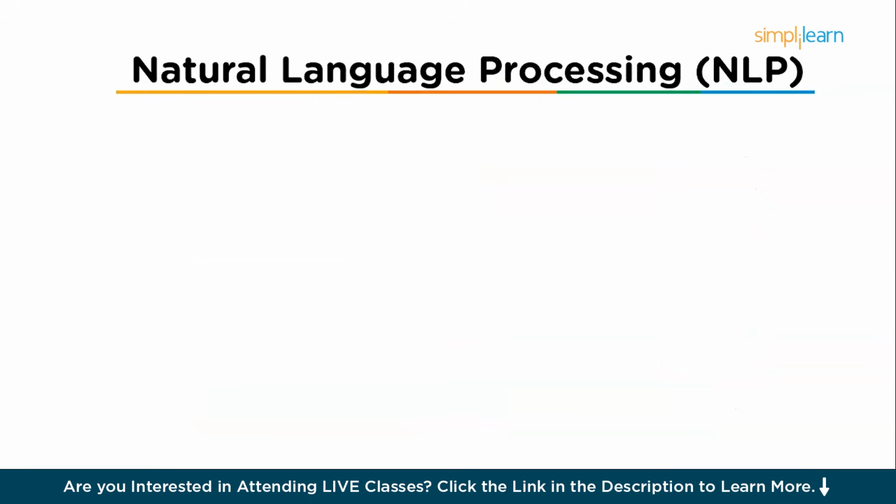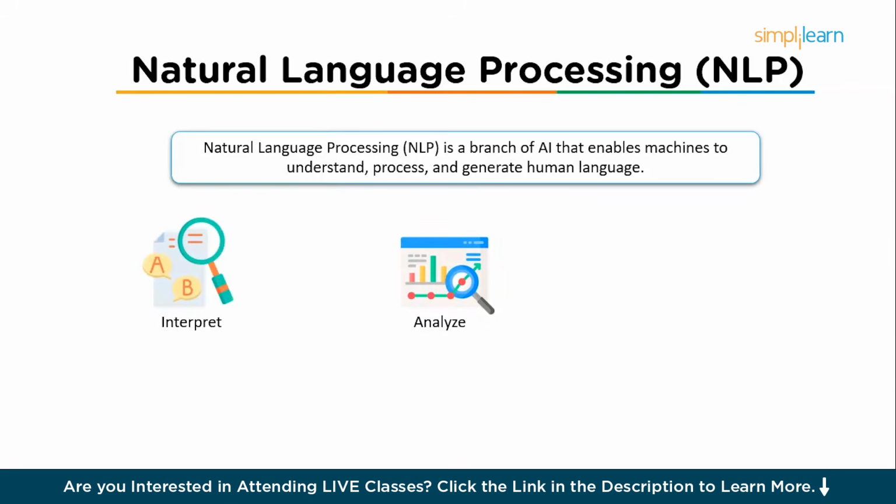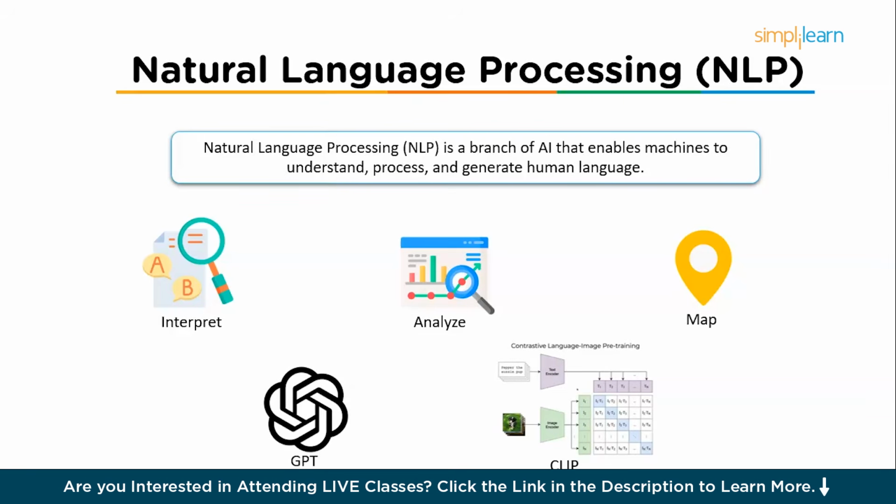The first one is natural language processing, or NLP. It is better to call it understanding the user input. So, what do I mean by NLP? Natural language processing (NLP) is a branch of AI that enables machines to understand, process, and generate human language. It allows AI to interpret the meaning of words, analyze sentence structures, and map the textual input to real-world concepts. Models like GPT, the Generative Pre-trained Transformer, and CLIP, Contrastive Language-Image Pre-training, are commonly used in NLP to bridge the gap between text and visuals.